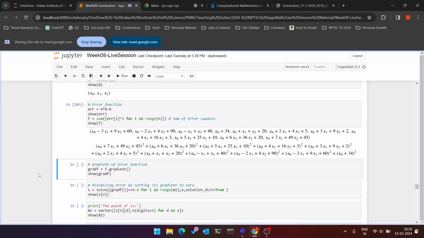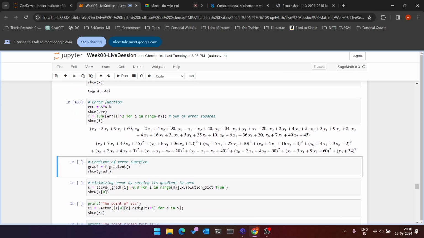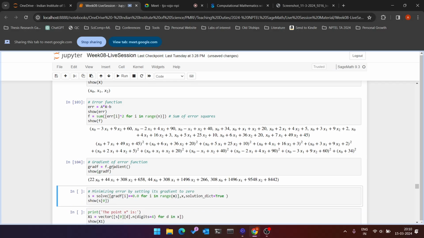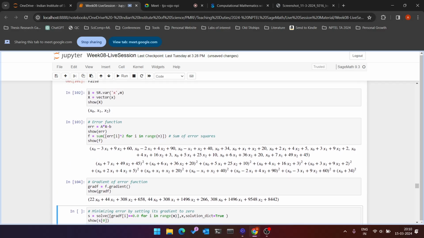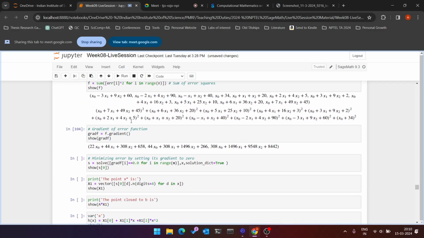Next, we define the gradient of this error function, grad f, as f dot gradient. So this will automatically calculate the gradient of f with respect to the series of random variables x, which is nothing but x0, x1, x2. So my gradient of f will have three terms as is seen here.